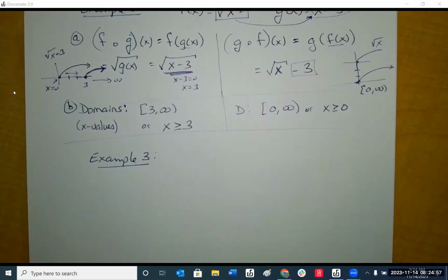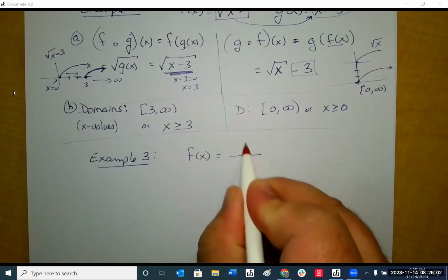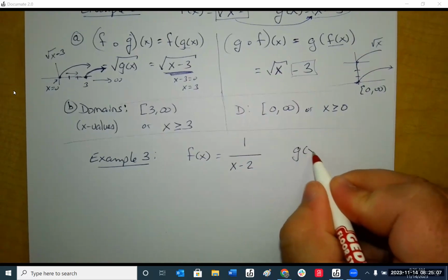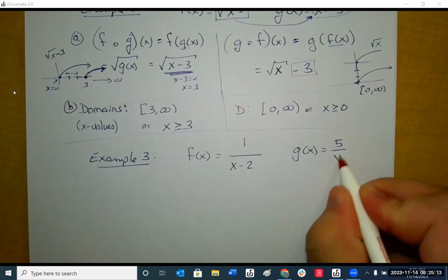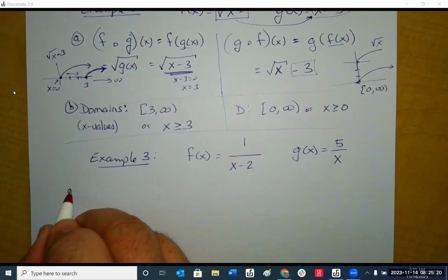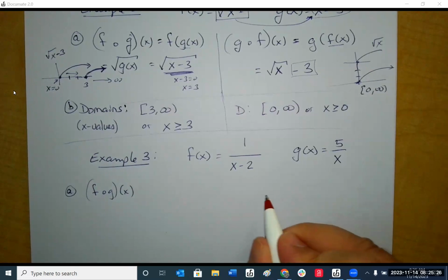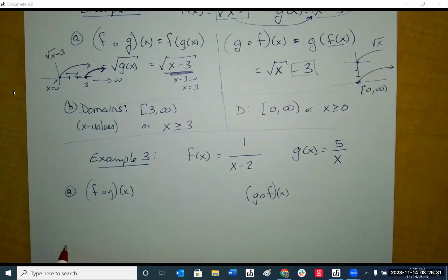Example 3. F of x is 1 over x minus 2. G of x is 5 over x. Same thing. Let's find f of g. Then find g of f. And then their domains.